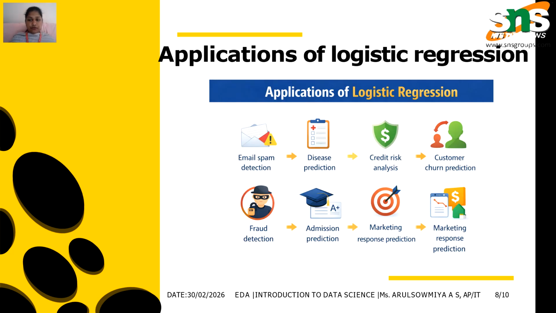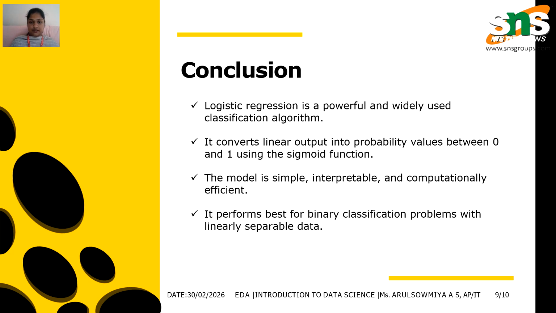Next one is applications of logistic regression. There are many applications here, for example, email spam detection, credit risk analysis, disease prediction in the medical field, customer churn prediction in banks, fraud detection on any platforms, admission prediction in colleges and schools, and marketing response prediction in a large finance side of processing. So here we can get a logistic regression process.